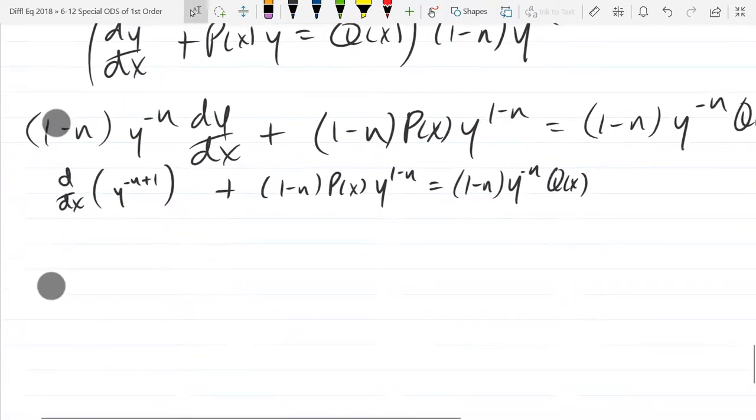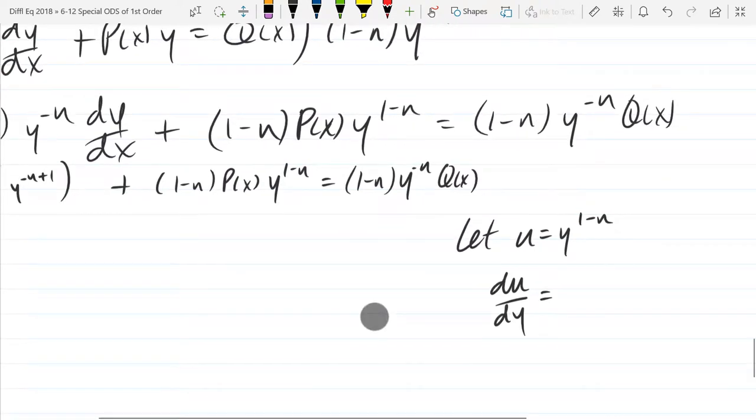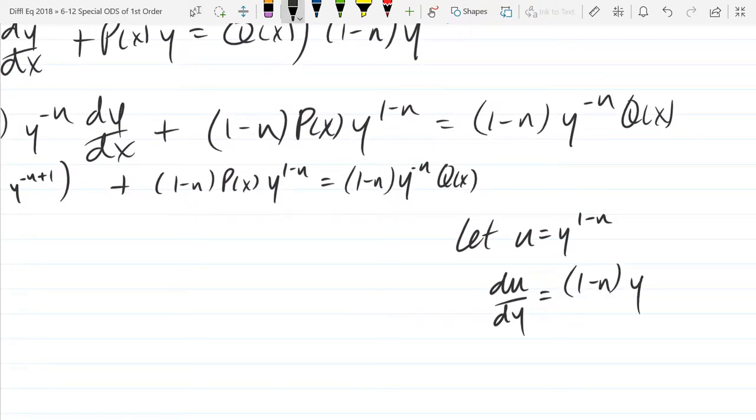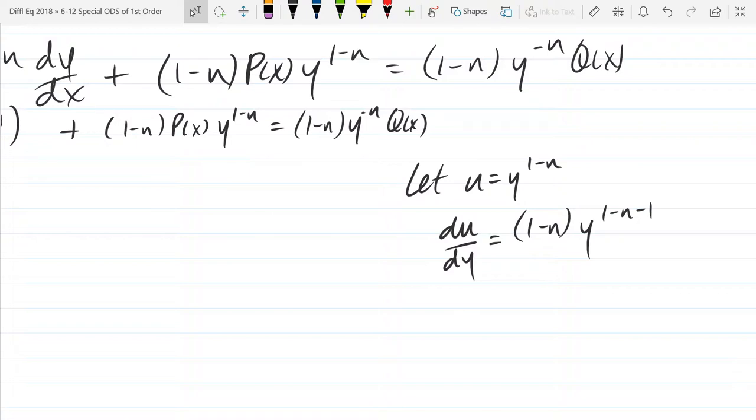We're going to make a substitution. We're going to let u equal y to the 1 minus n. So what do we have to do whenever we make a substitution? Basically, I take the derivative of the variables that we're changing out. So not only is y going to leave, but also dy will leave too. So I need to get du equals, and I'll do this the old school way, compute du over dy, and then I'll multiply by dy. So we get 1 minus n minus 1, which is just y to the negative n.